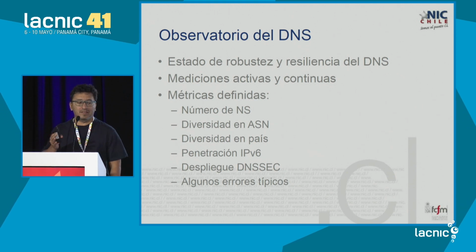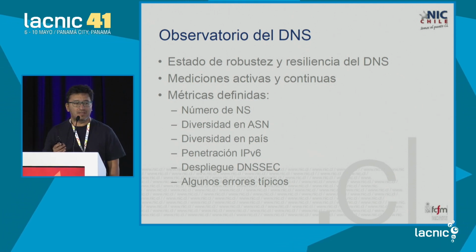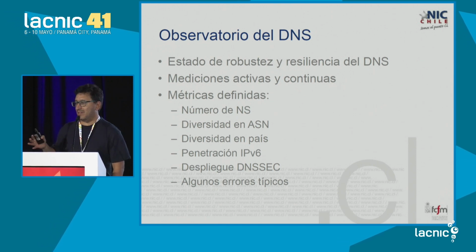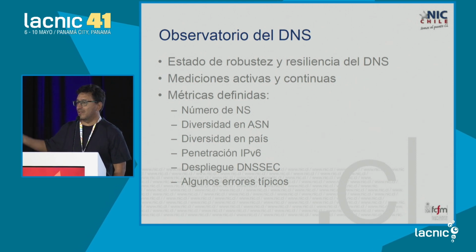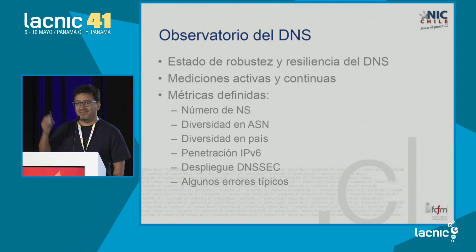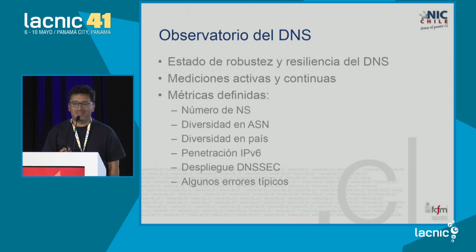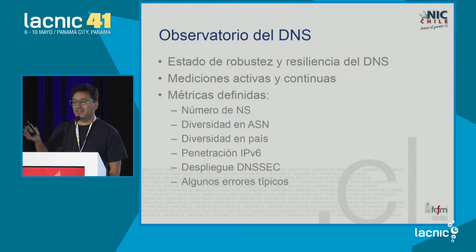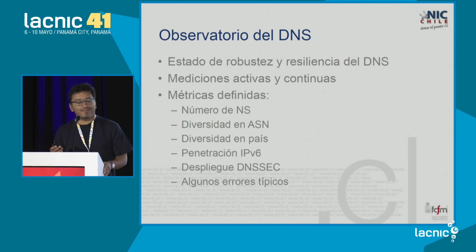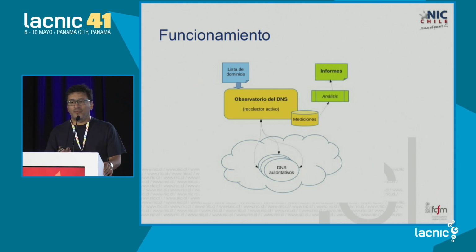So we analyze the NS numbers, the diversity of ASNs, the diversity in terms of countries. We are from Chile, but we always had some disaster, an earthquake, a tsunami, or things of that kind. And we tested the IPv6 penetration, DNSSEC deployment, and other typical errors.